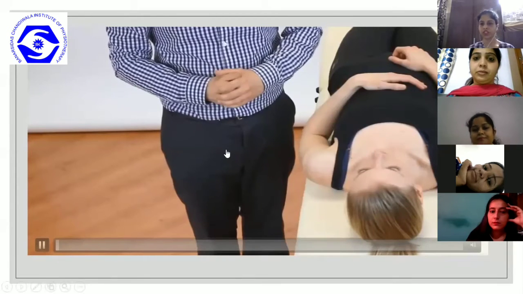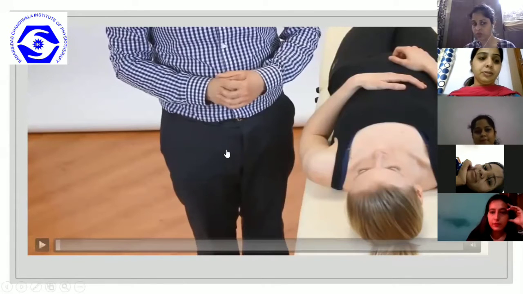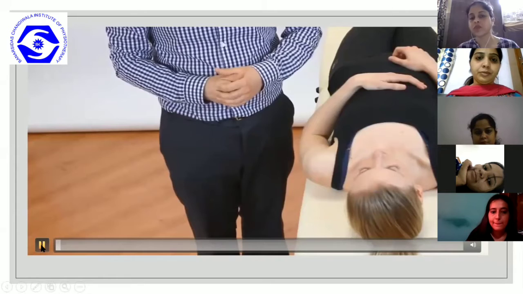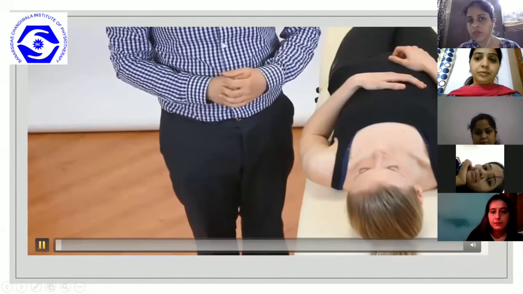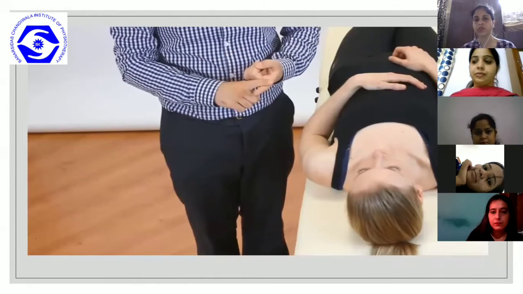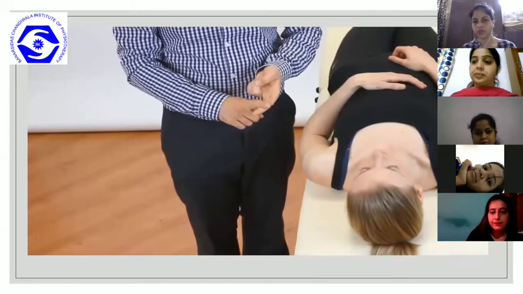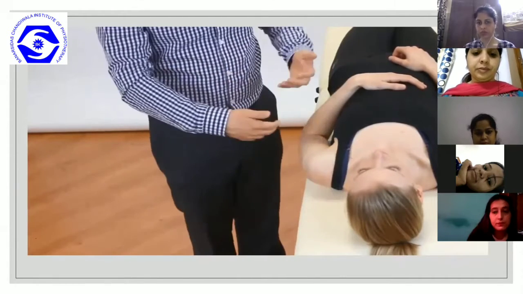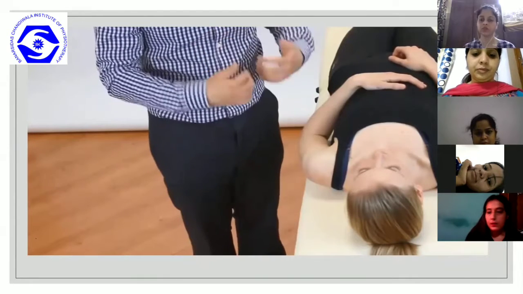Where we progressively apply neural tension to the median nerve to see if it reproduces the patient's symptoms of paresthesia or shooting pain within the arm. And for this test, the physiotherapist is going to stand to the same side of the patient that we are testing, as if we were looking the patient in the face.